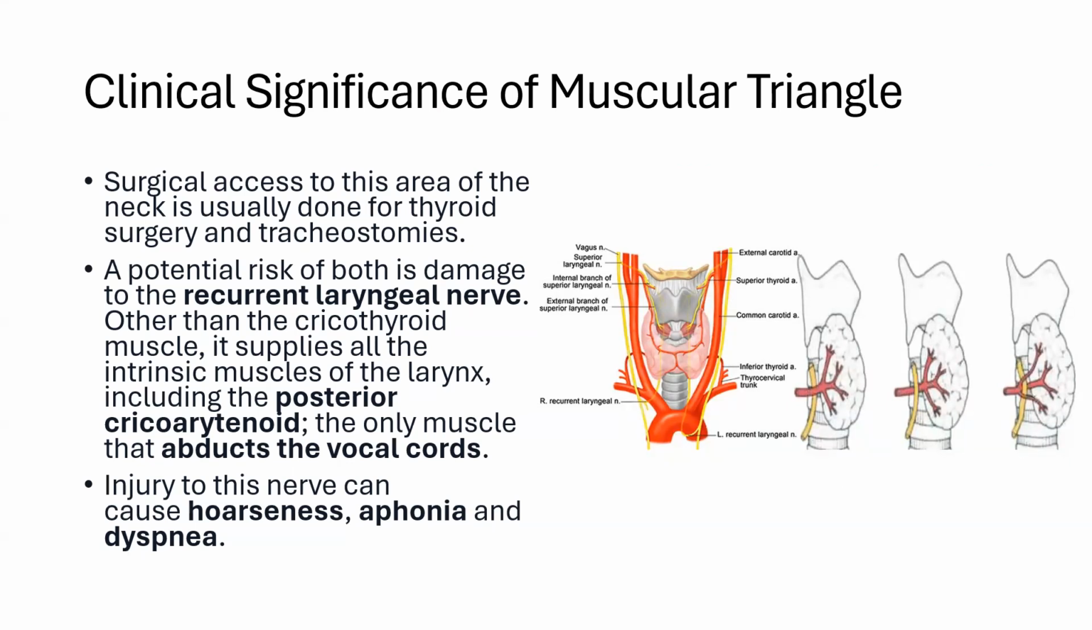Other than the cricothyroid muscle, it supplies all the intrinsic muscles of the larynx, including the posterior cricoarytenoid, the only muscle that abducts the vocal cords. Injury to this nerve can cause hoarseness of the voice, aphonia, and dyspnea.